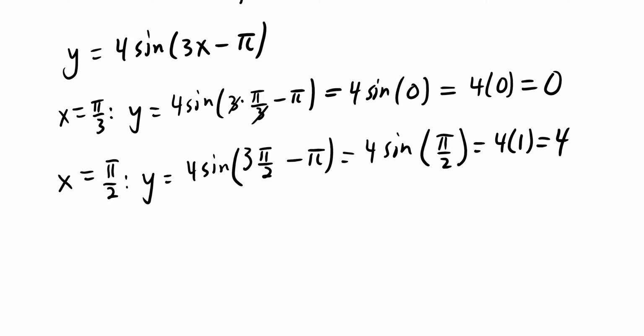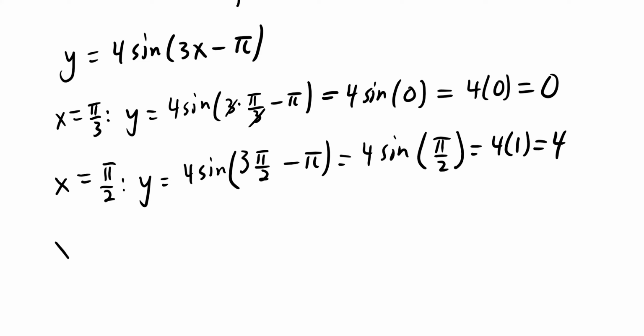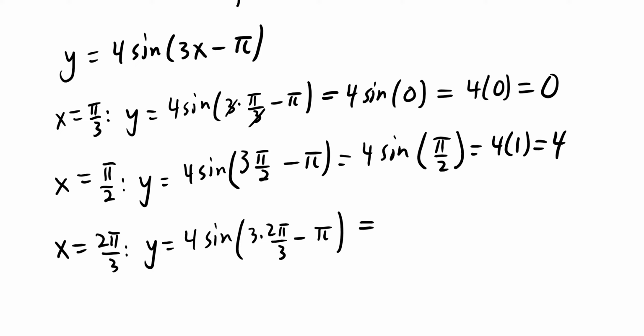The next one, x equals 2 pi over 3. Y would be 4 sine (3 times 2 pi over 3 minus pi). So these cancel. This is 0, so that's 0.